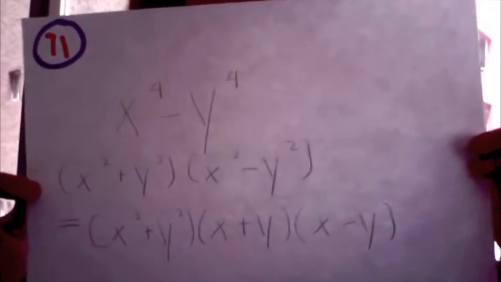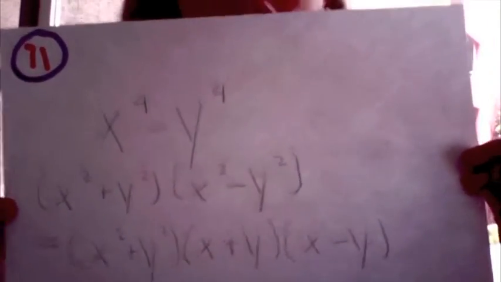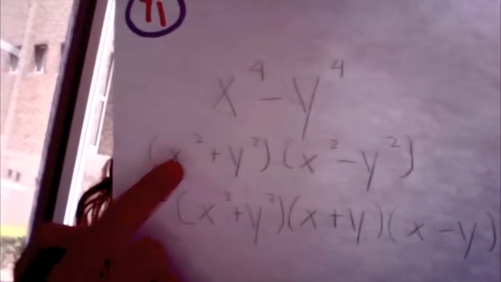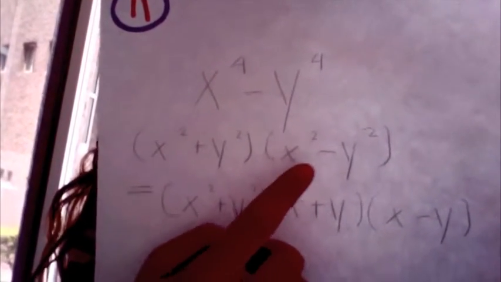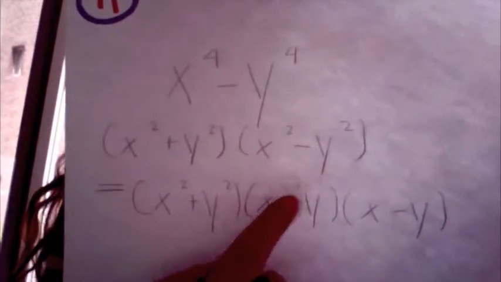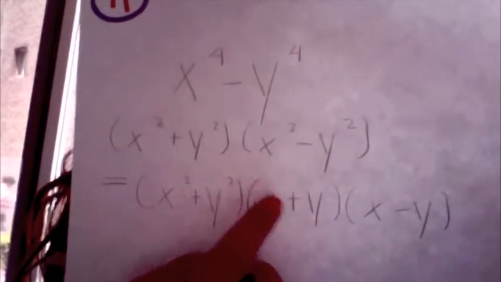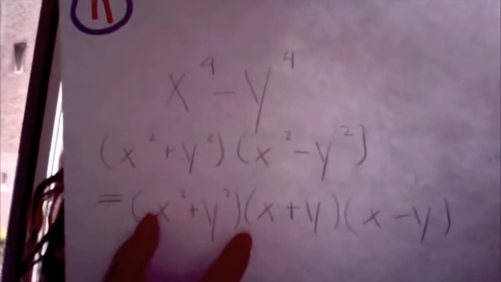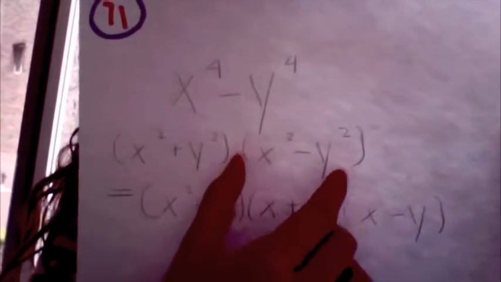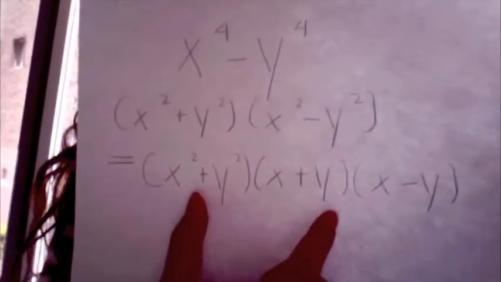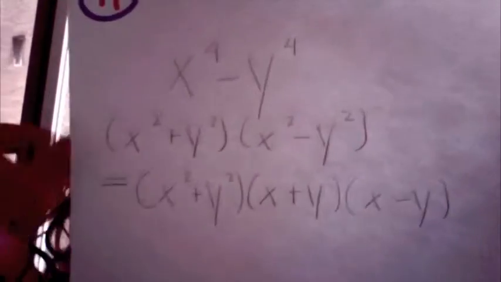This is problem 71. It's x to a power of 4 minus y to a power of 4. This is a conjugate binomial. First, you have to factorize it like that, and then x squared minus y squared. And since this is a conjugate, the addition stays the same, and this one you have to factorize again. So it's x plus y and x minus y. This is the final answer.